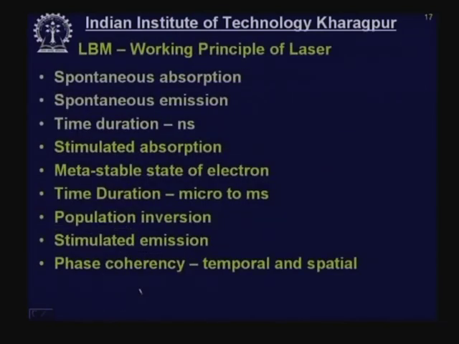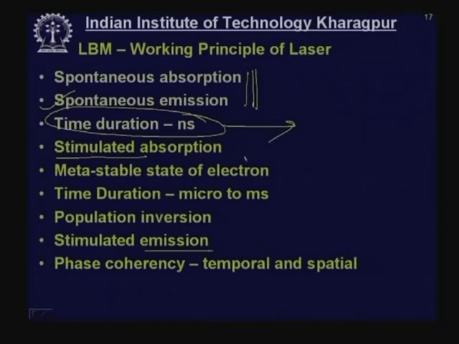Now, what is the working principle of laser? Working principle of laser depends on stimulated emission. Generally, an atom may absorb energy, that is called spontaneous absorption, followed by spontaneous emission. This spontaneous absorption and emission process, the time duration is in nanoseconds. However, there is something called stimulated absorption leading to metastable state of electron, population inversion and stimulated emission. This gives phase coherent laser or beam of photon. They are coherent not only in temporal mode, but also in spatial mode. We will go into this in details in next few slides.